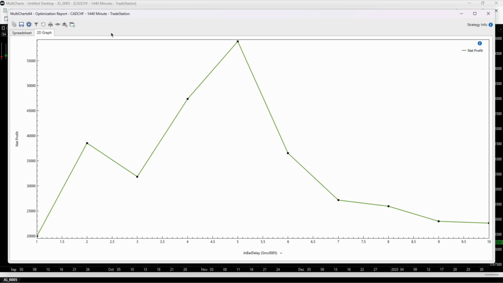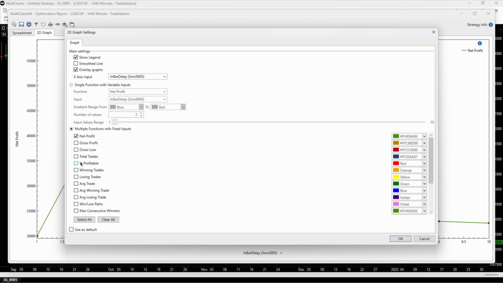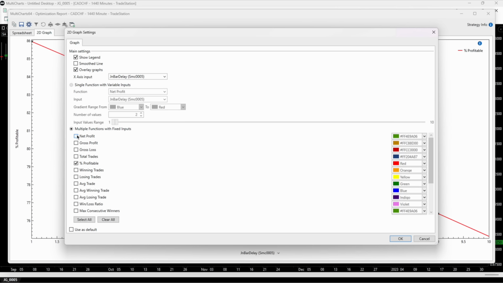Looking at the 2D graph. Now this shows us net profit against a bar delay, and I have 3 at the moment, which is here, but you'll see that 2 bars, 4 bars and 5 bars, even 6 bars are all better than my original guess, okay? But what about the percent profitable? Let's look at that.